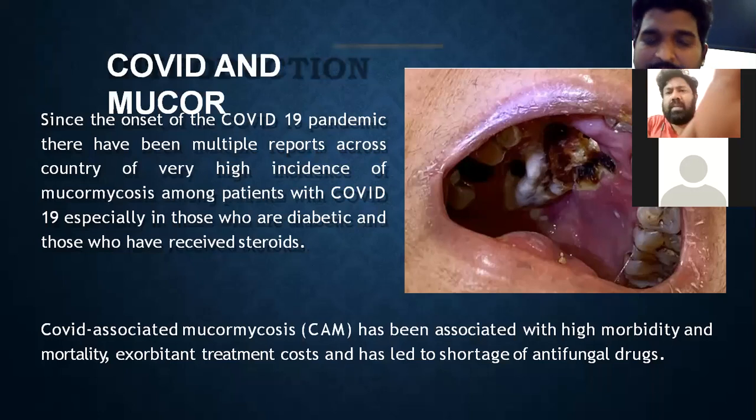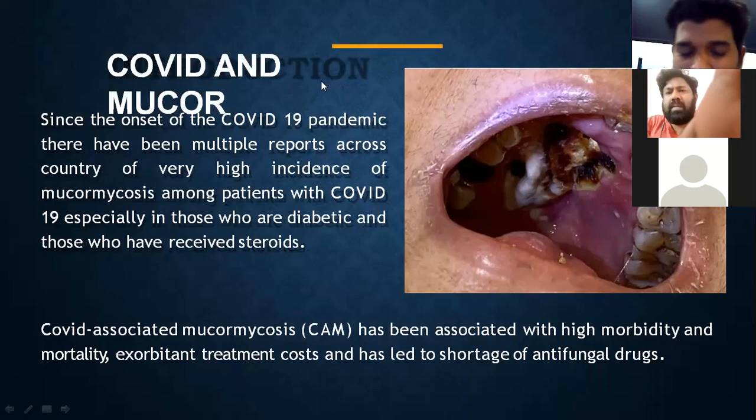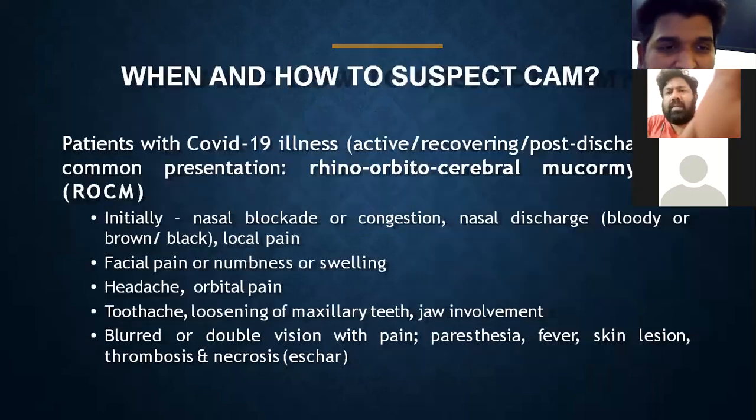So we call it CAM, that is COVID-associated mucormycosis, which has been associated with high morbidity and mortality, exorbitant treatment cost, and leads to a shortage of antifungals. That's very important. This is the point that Dr. Janveer initially focused on. There is a shortage of antifungal drugs because of inadvertent overuse, because we didn't expect this pandemic would affect India in such a bad way.